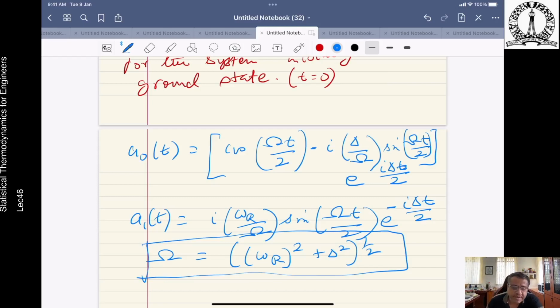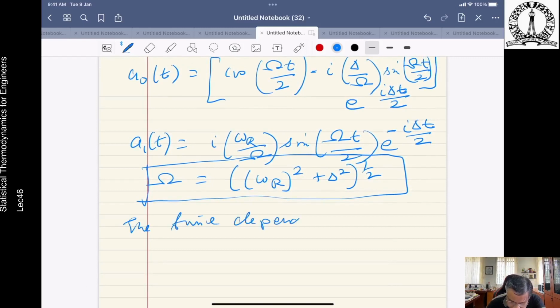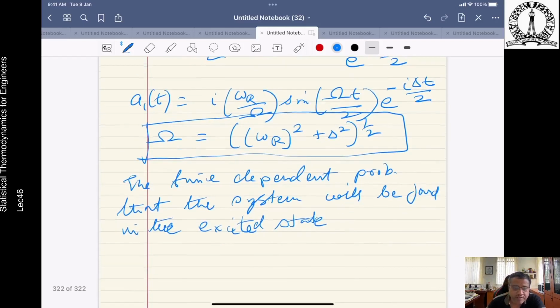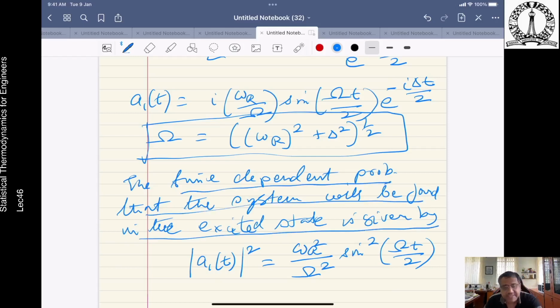So the time-dependent probability that the system will be found in the excited state is given by A1 square, which is equal to omega r square over omega square, times sine square omega T by 2. This is the time-dependent probability that the system will be found in the excited state.